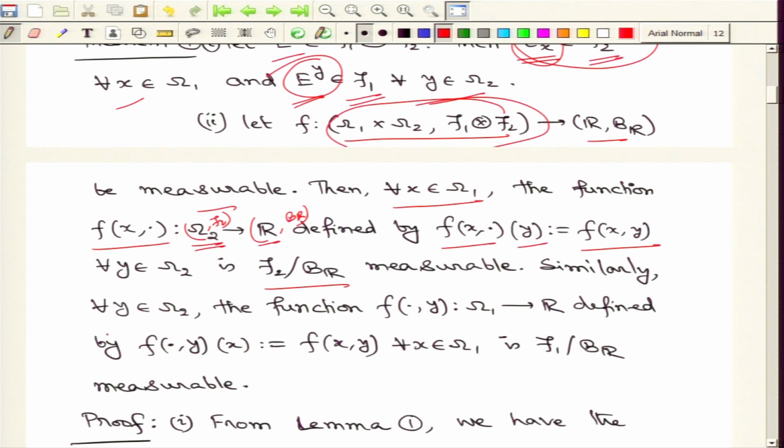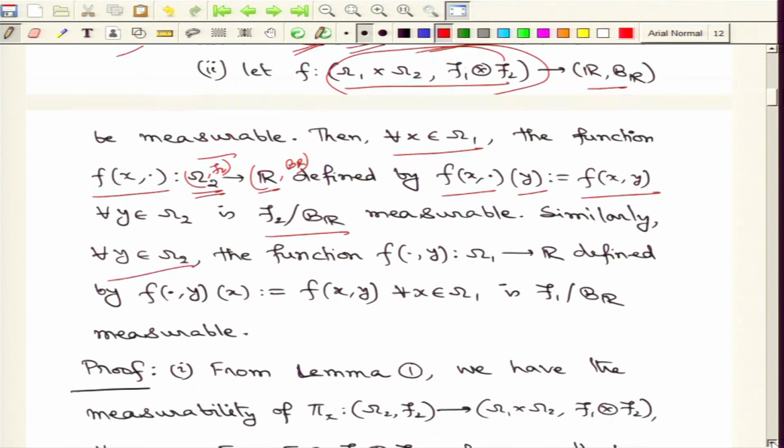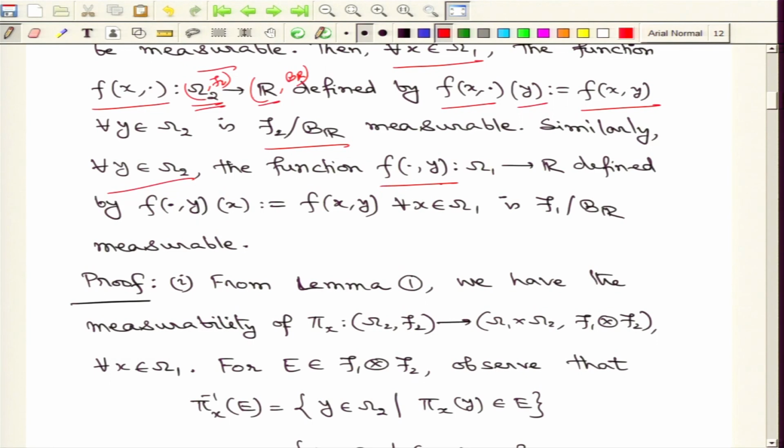Similarly, by fixing a point coming from the second set, we can look at another such function which we denote by f(·, y). It is defined on the set omega 1 and takes real values. It is defined in this way that for any arbitrary point x coming from the first set, f(·, y) takes it to f(x, y), and we claim that this is also a measurable function with F1 over Br measurability, meaning this function is measurable with the domain side measurable space (omega 1, F1) and range side measurable space (R, Br). Let us prove both these statements.